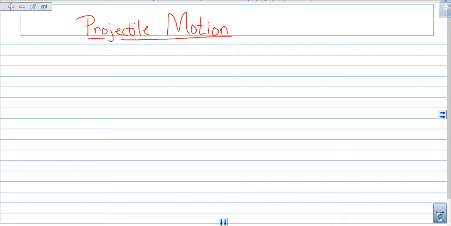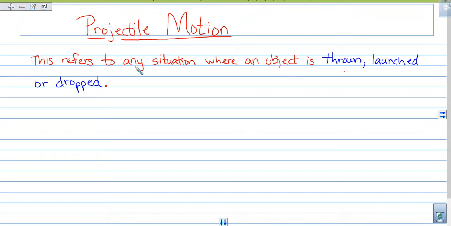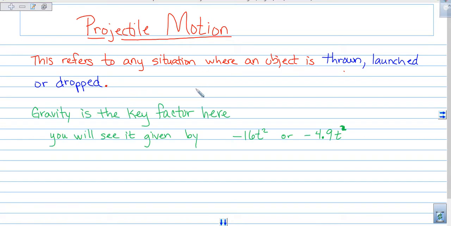Okay, today we're going to be talking about projectile motion. Projectile motion is anything that refers to a situation where an object is thrown, launched, or dropped. Gravity is our key factor here. You'll see it given by negative 16t squared or negative 4.9t squared. It's feet when it's negative 16, and it's meters when it's negative 4.9.